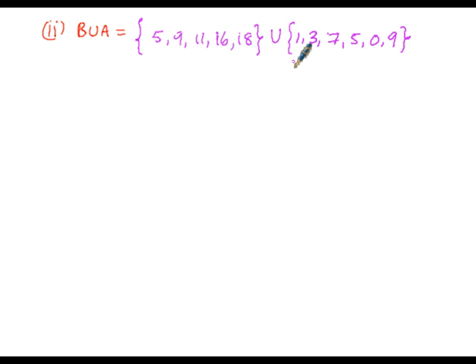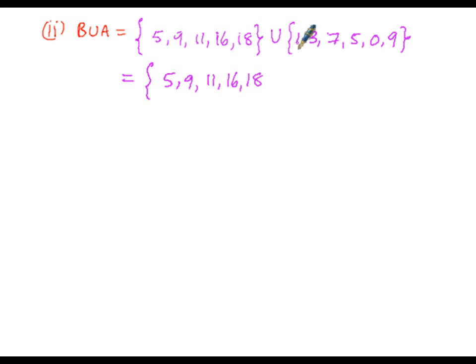Then, in order to find the union of set B elements and set A elements, we have to write B union A so that it consists of the elements of either set A or set B or both. So let us write all the elements of set B, that is the first set: 5, 9, 11, 16, 18. Then we have to include the other elements without repeating, in the set of B union A.